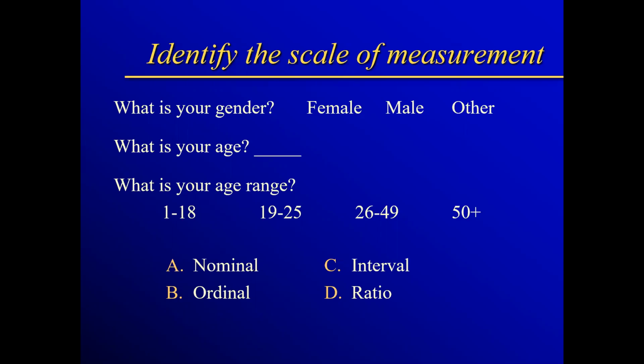Okay, good. So I'm seeing a majority of A, and it is A. It's nominal. I've seen a couple people say it's ordinal. It's not ordinal because order doesn't matter, right? It doesn't matter if I put male first or female first. We're just categorizing them.